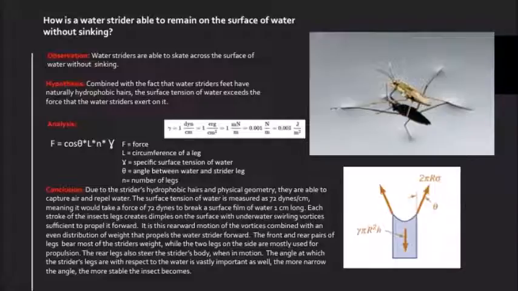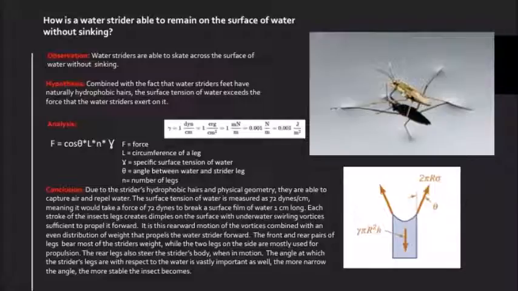The use of 6 legs maximizes surface area and distributes weight across the fragile membrane. Also, an extremely small mass paired with very small angles between the legs and water allows the bug to move quickly if necessary. Why can the water strider walk on the water? Due to the strider's hydrophobic hairs and physical geometry, they are able to trap air and repel water.